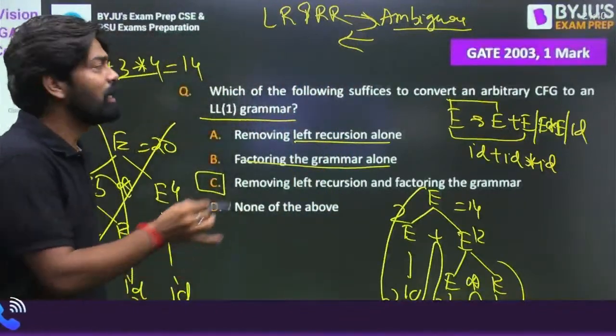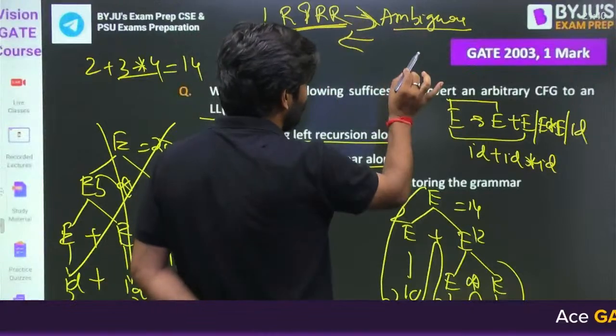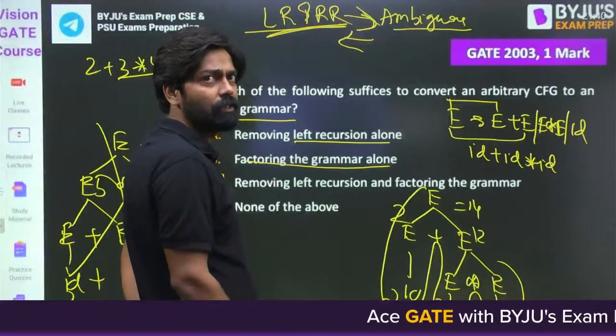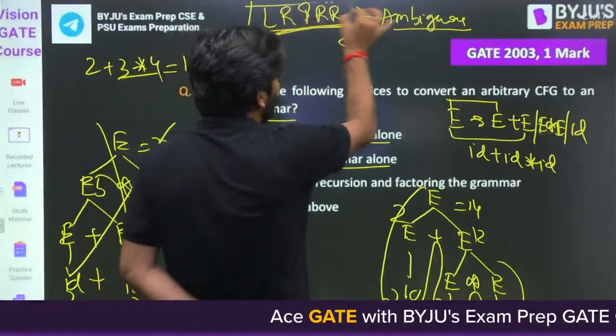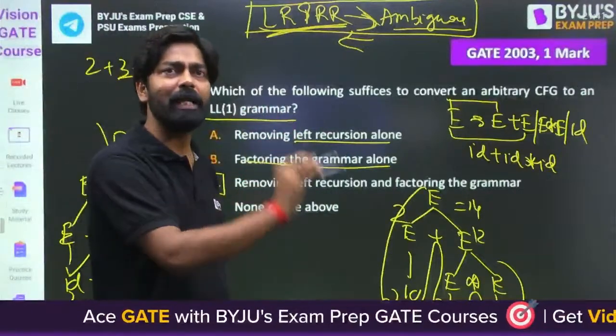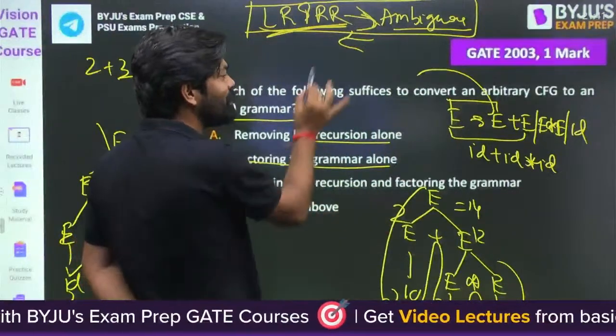Are you getting my point? If it is left recursive and right recursive, definitely you can say the grammar is ambiguous. But if it is ambiguous, you cannot say the grammar must be left recursive and right recursive. And an ambiguous grammar cannot be parsed by any one of the parsers. So what you do is convert this grammar into an equivalent unambiguous grammar.